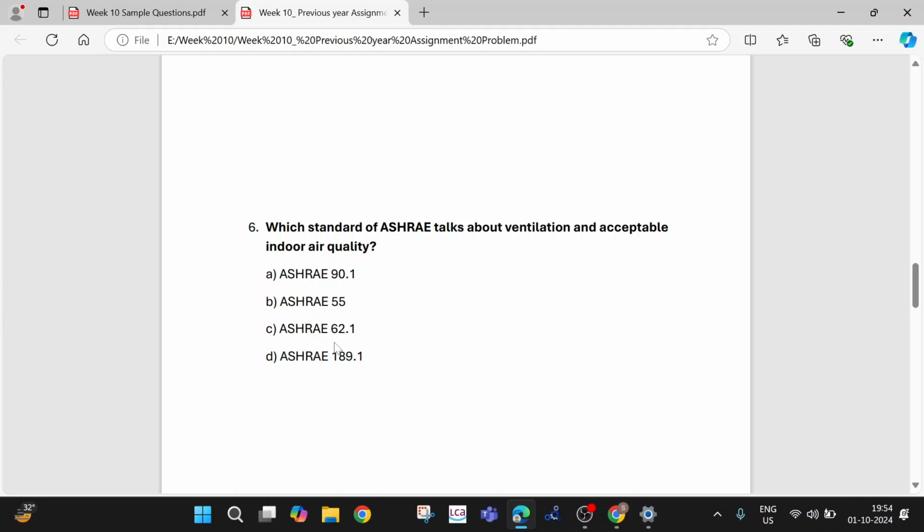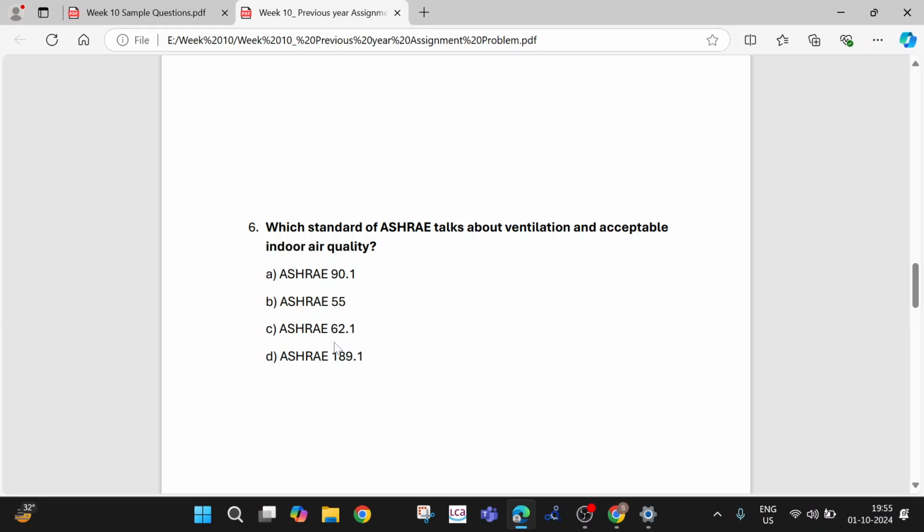55? No, it is for thermal comfort. 62.1. ASHRAE 55 is for thermal comfort. Yes, ASHRAE 62.1 is the right answer for this question, which specifically addresses ventilation and indoor air quality to ensure healthy building environments. So you have to revise things, what I feel.